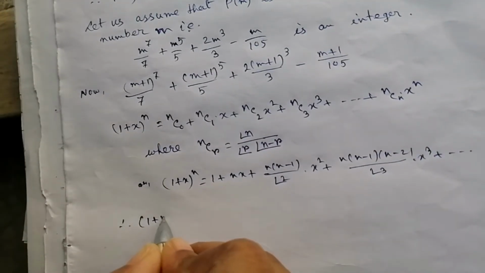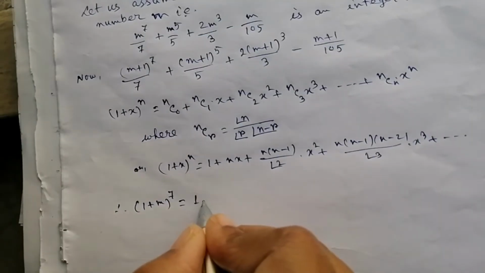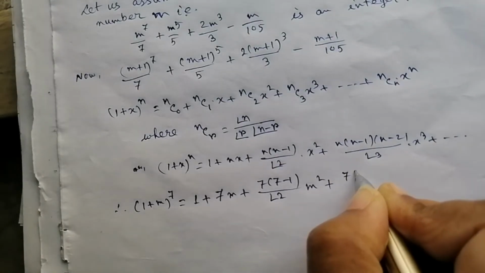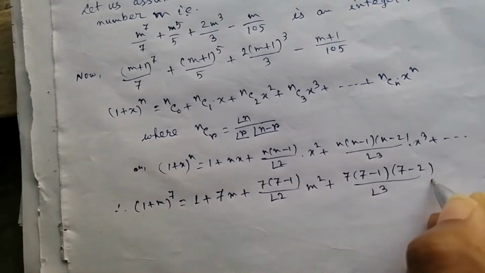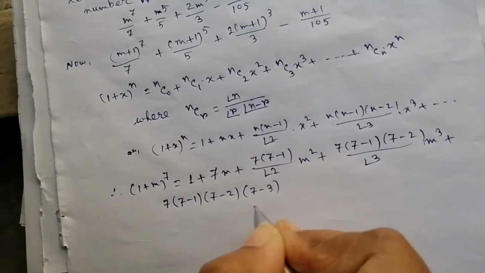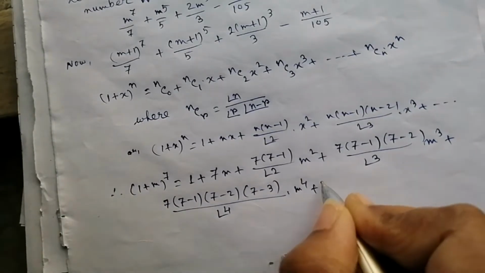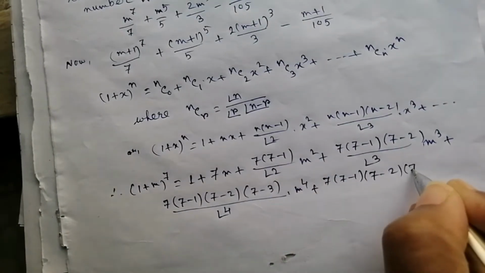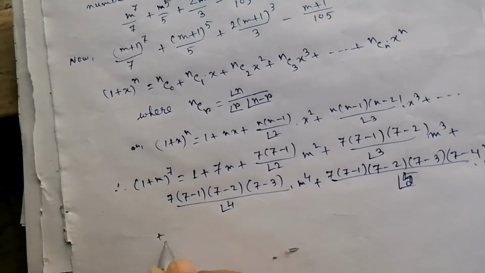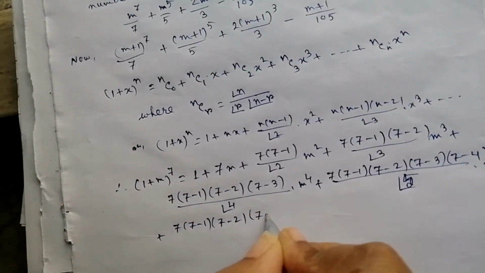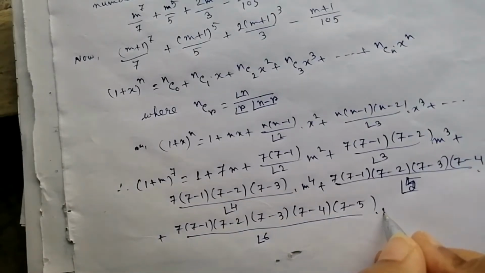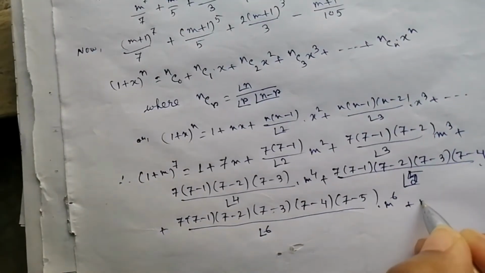Therefore, 1 plus m whole to the power 7 equal to 1 plus 7m plus 7 into 7 minus 1 by factorial 2 into m square plus 7 into 7 minus 1 into 7 minus 2 divided by factorial 3 into m cube plus 7 into 7 minus 1 into 7 minus 2 into 7 minus 3 by factorial 4 into m to the power 4 plus 7 into 7 minus 1 into 7 minus 2 into 7 minus 3 into 7 minus 4 divided by factorial 5 into m to the power 5 plus 7 into 7 minus 1 to 7 minus 5 divided by factorial 6 into m to the power 6 plus m to the power 7.